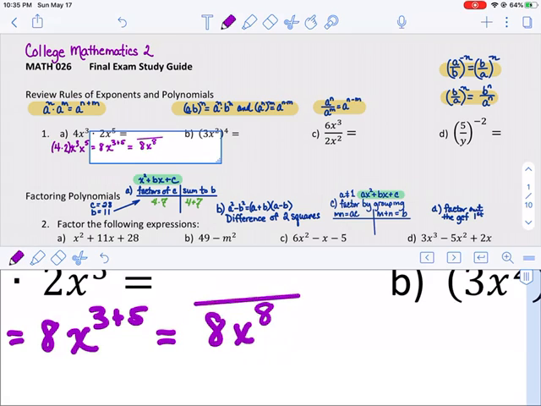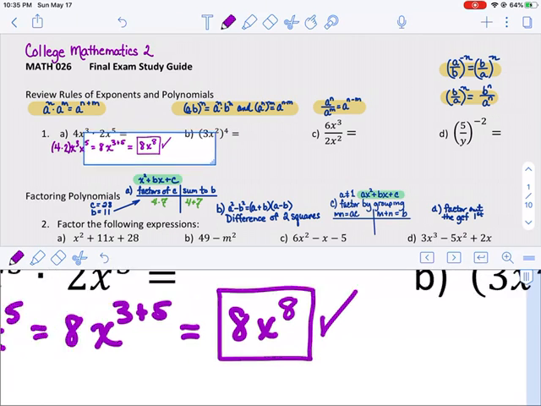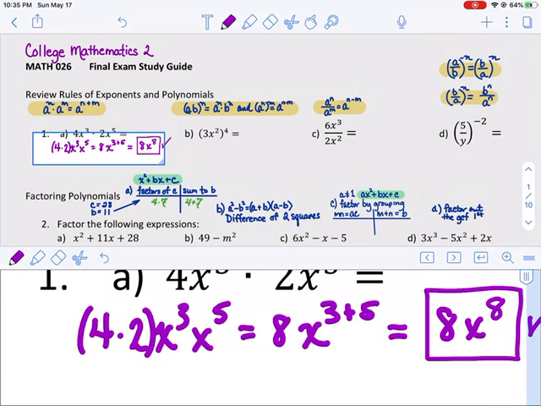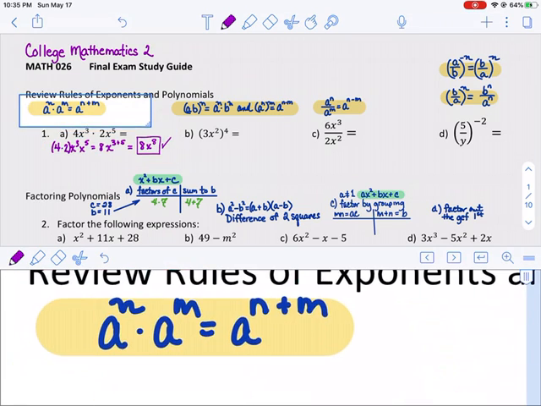But again, I'm keeping my exponent. Okay, keeping the base the same and then just adding the exponents using this rule.